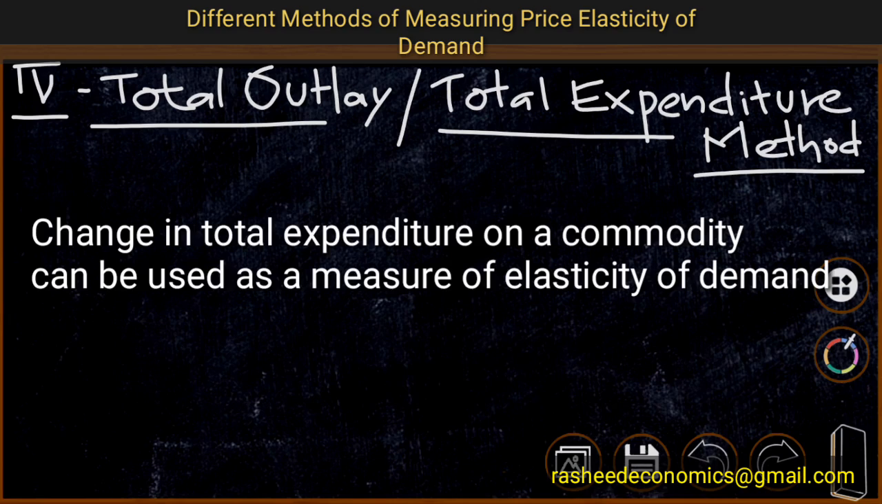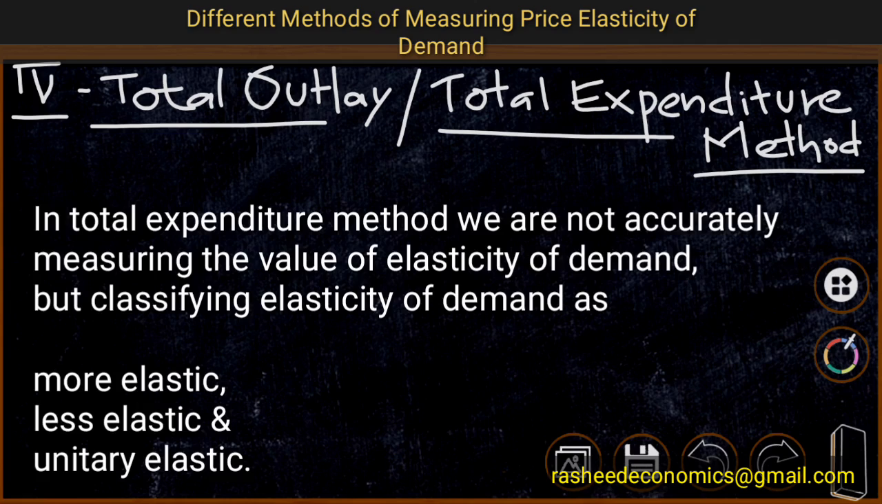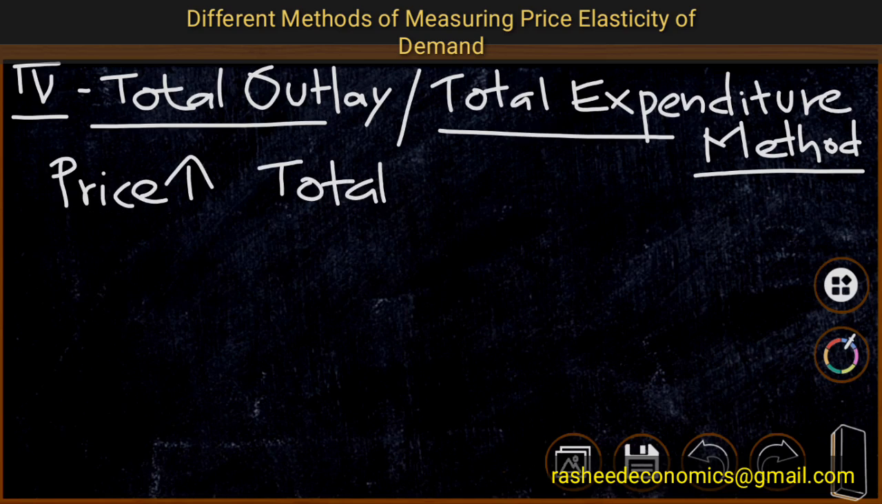Here we are not accurately measuring the exact value of elasticity of demand, but we are classifying the elasticity of demand into three on the basis of its nature: more elastic, less elastic and unitary elastic. Therefore, on the basis of the total expenditure method, it is possible to assess the nature of elasticity of demand as more elastic, less elastic or unitary elastic. Now suppose that the price of a commodity increases and total expenditure on that commodity decreases.